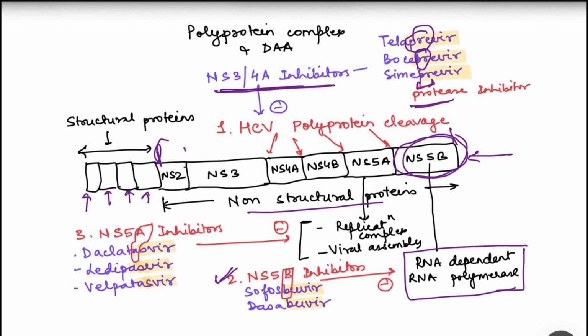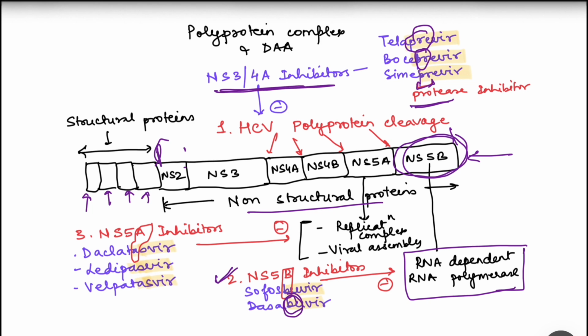Basically they are inhibiting the RNA dependent RNA polymerase only, but because it is from the polyprotein complex, that is why they are named NS5B inhibitors. What are these drugs? These are sofosbuvir and dasabuvir. So here the B which is coming is for the NS5B inhibitors.